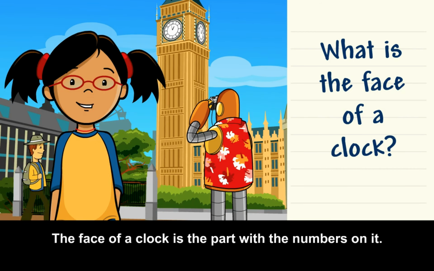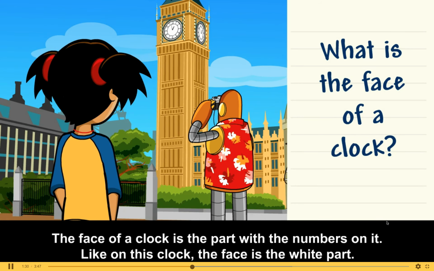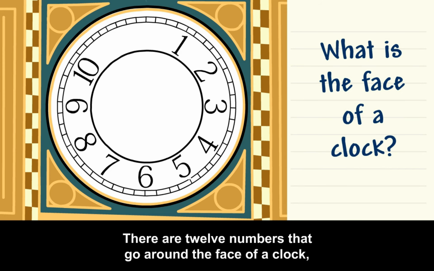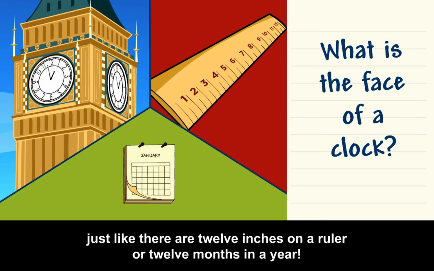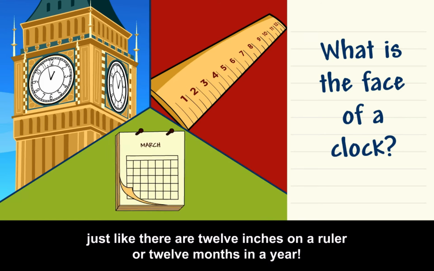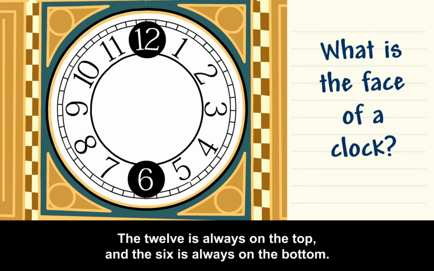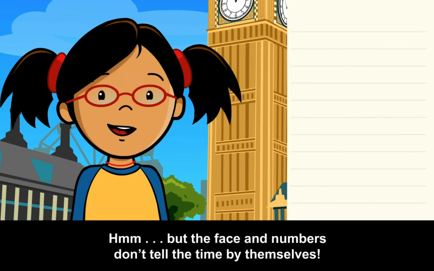The face of a clock is the part with the numbers on it. Like on this clock, the face is the white part. There are 12 numbers that go around the face of a clock, just like there are 12 inches on a ruler, or 12 months in a year. The 12 is always on the top, and the 6 is always on the bottom. But the face and numbers don't tell time by themselves.